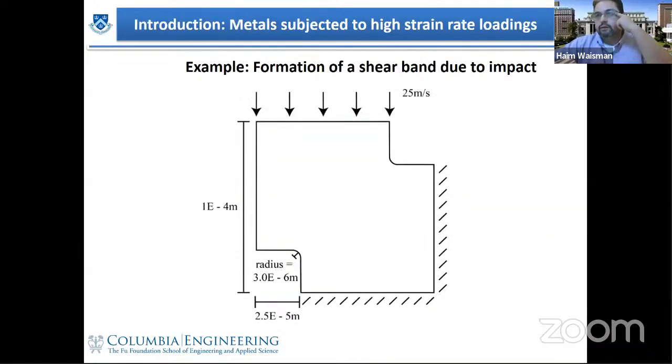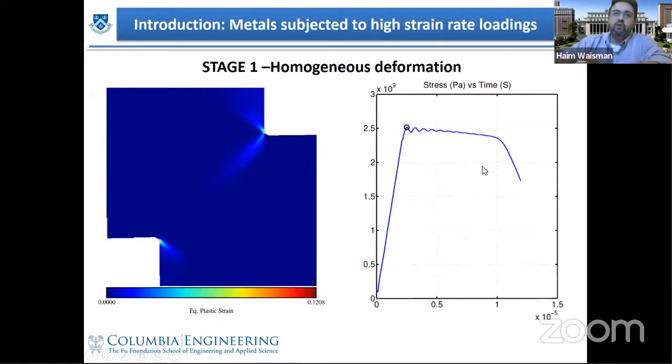So just to illustrate how this looks, suppose that you have this structure, this metal, and you are impacting this metal. Then what you observe is the following. I'm plotting here on the left side the plastic strain, and here there will be a stress versus time curve. On the left side, you see that after you have impact, basically nothing really happened. Everything is nice and homogeneous.